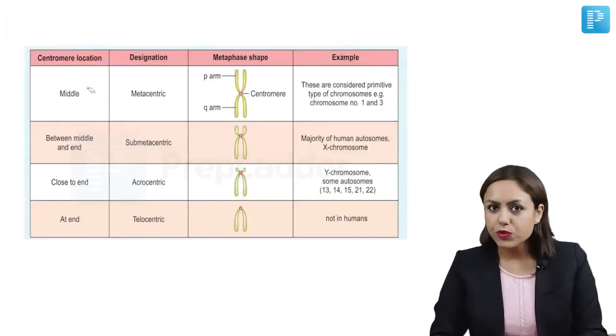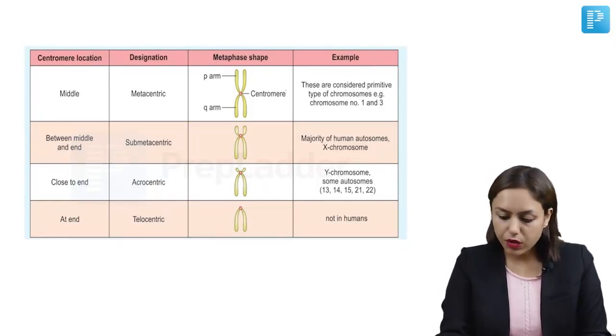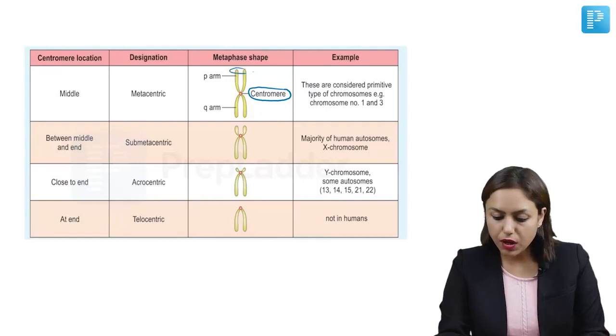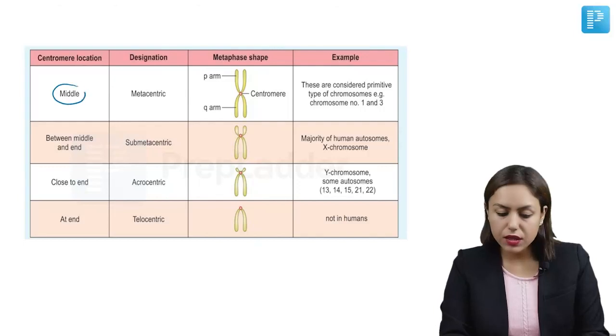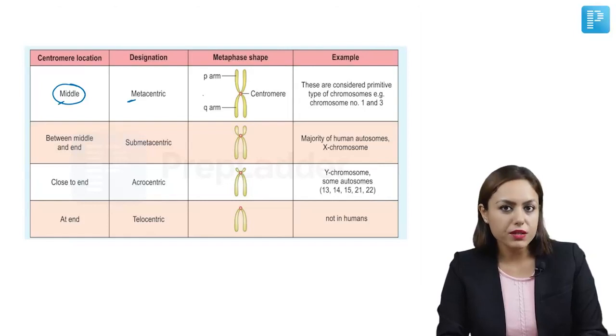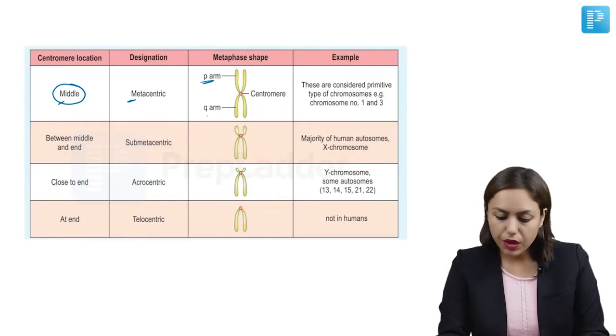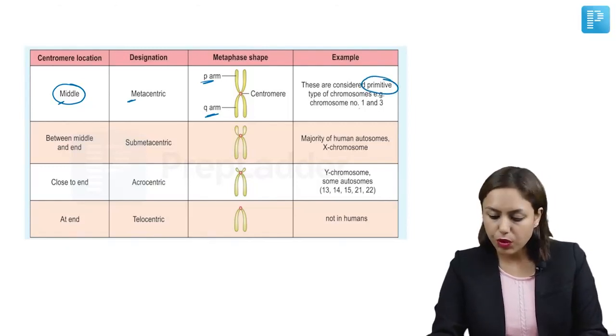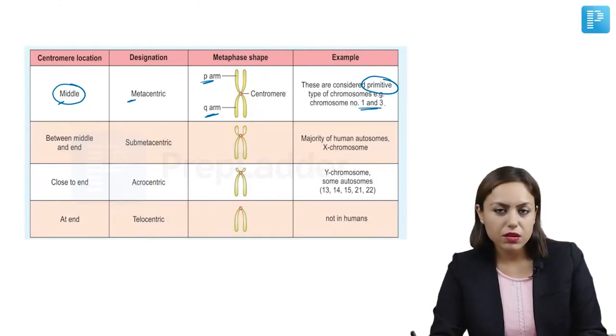Now let's do types of chromosomes based on the centromere location. The centromere is the middle constriction, the central constriction in the chromosome, and the ends of chromosomes are telomeres. If the centromere is exactly in the middle, M for middle, M for metacentric, these are called metacentric chromosomes. The P arm and Q arm will be of equal size, and these are considered primitive chromosomes. Only chromosomes number 1 and 3 are metacentric in humans.